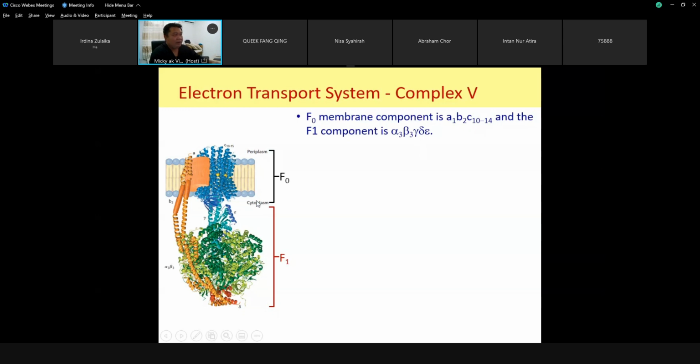So the gamma is this one. The delta is, I cannot see the delta. This delta is this one. Okay, and then the epsilon is here. Okay, please look at this structure because they are very, very complex.